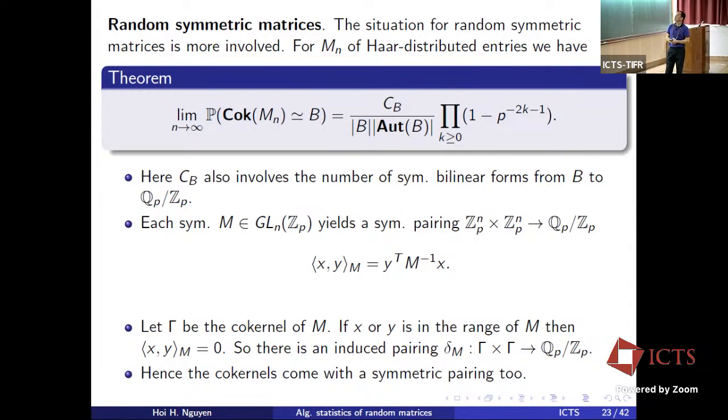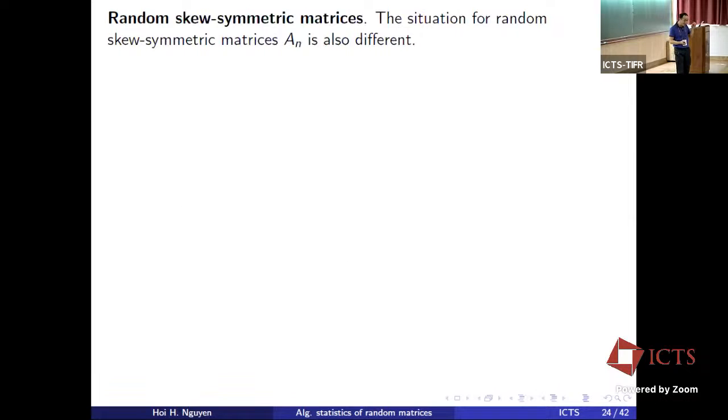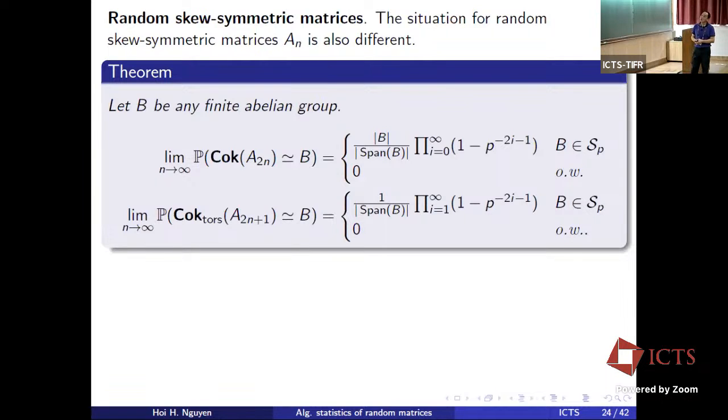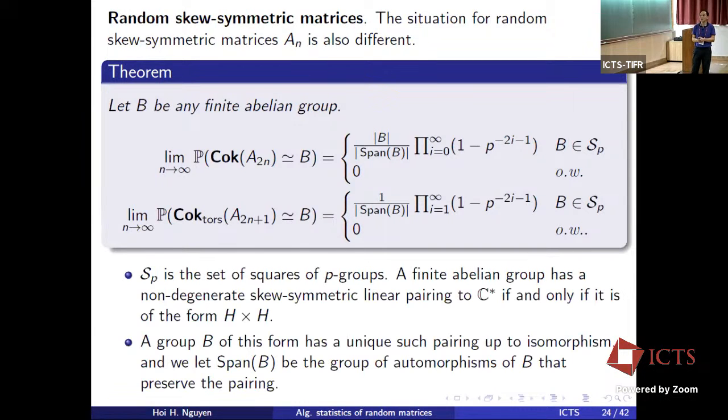So that's for symmetric matrices. The situation for skew-symmetric matrices is also different. You have to look at, again, entries distributed up to symmetry, and then you have to look at the groups that are squares of p-groups. For the regular groups the statistic will be 0, but SP here is the square of p-groups, so it has the form H cross H, where H is a p-group. And here we don't see the automorphism group anymore, but we have to look at the automorphism group which preserves certain alternating pairings. The alternating pairings come together with this matrix. So the statistics is different. It's getting a little bit more involved.